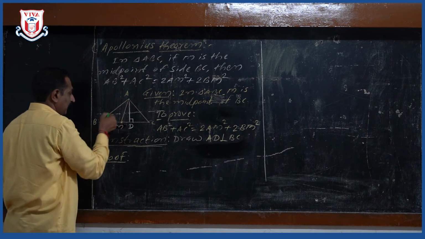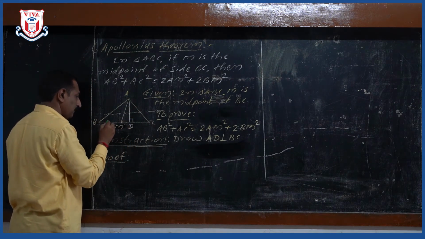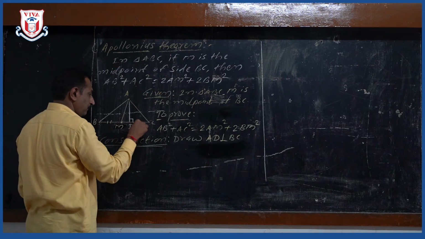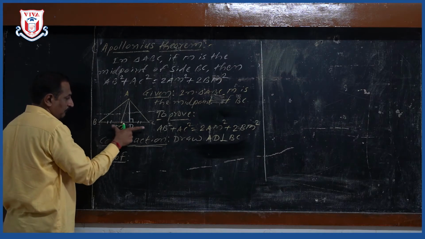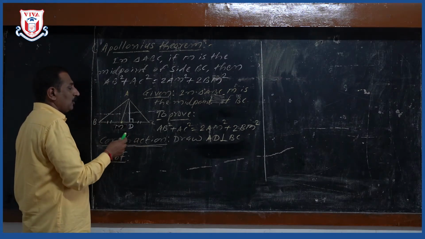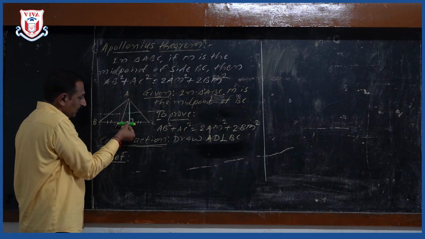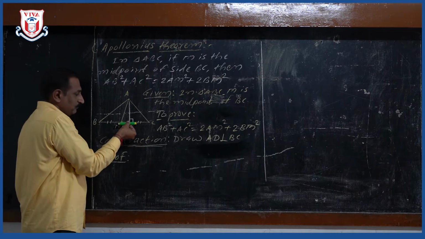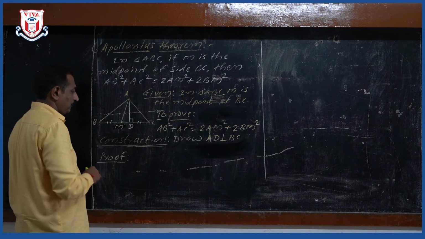Now, first I draw the triangle ABC, in which M is the midpoint of BC. M is the midpoint of BC means BM is equal to MC. Now, construction: draw AD perpendicular to BC. Proof.